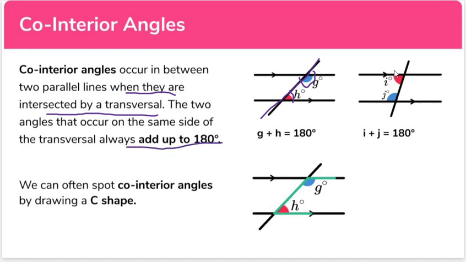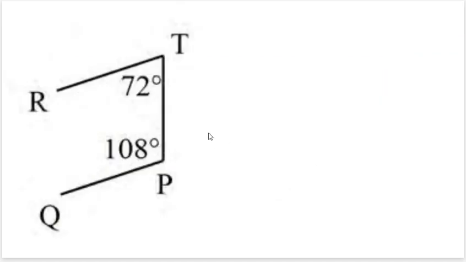So that means that whenever we have parallel lines and a transversal line in between them, we can make a U shape, either a U shape or a C shape. So this angle here, when you add those two angles together, they must give you 180. So for co-interior, we draw either a C or a U. It depends on you.